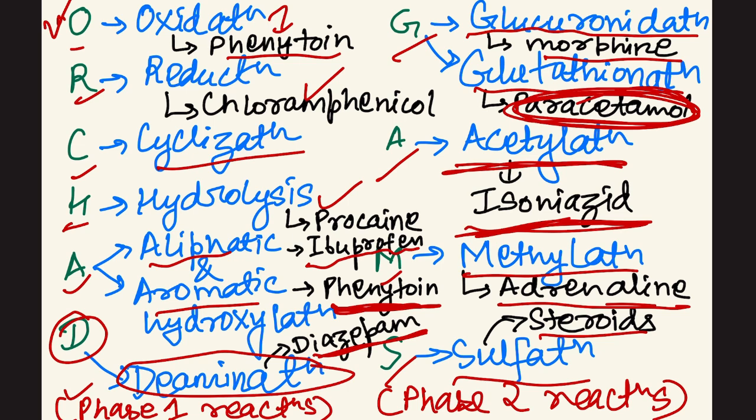So these are the different phase 1 and phase 2 reactions and the examples of drugs undergoing the particular phase 1 and phase 2 reaction.